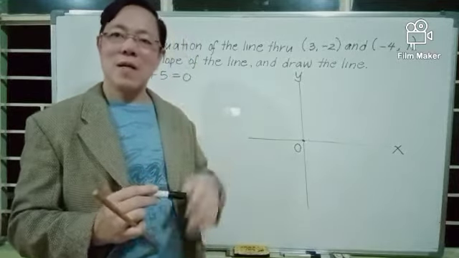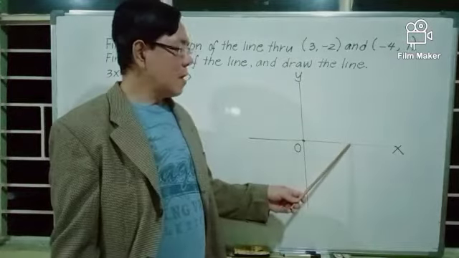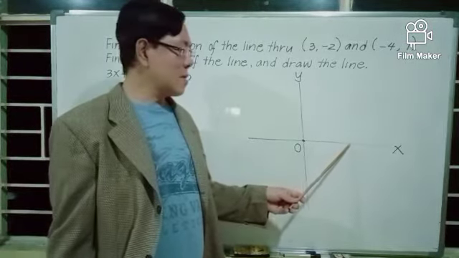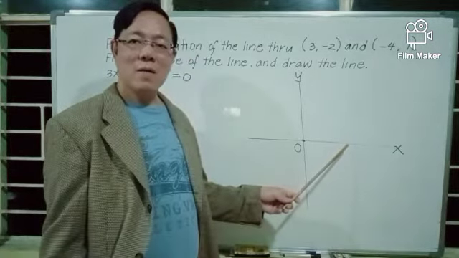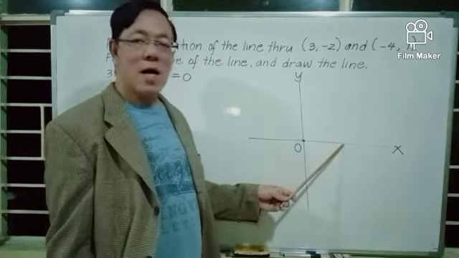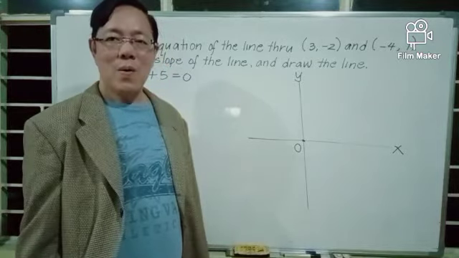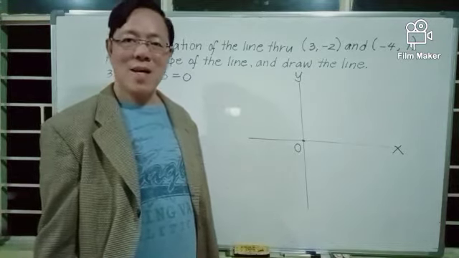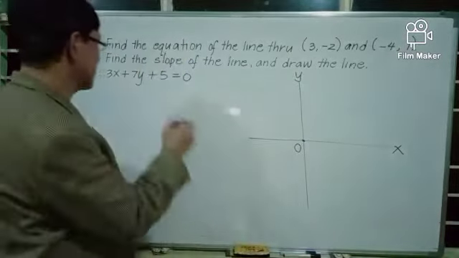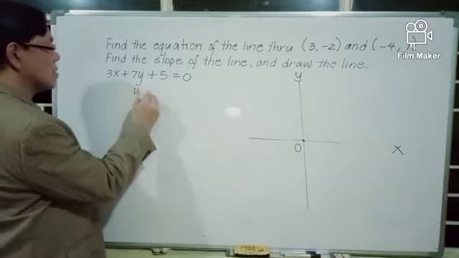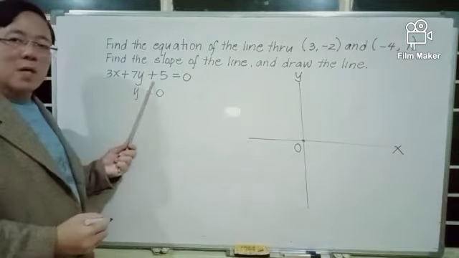The x-intercept is a point on the x-axis, and we know that any point on the x-axis, the ordinate or the value of y of any point on the x-axis is 0. Thus, to find the x-intercept or the point of intersection of the line and the x-axis, you set y to 0. If y is 0, we substitute y equals 0 into the equation of the line.